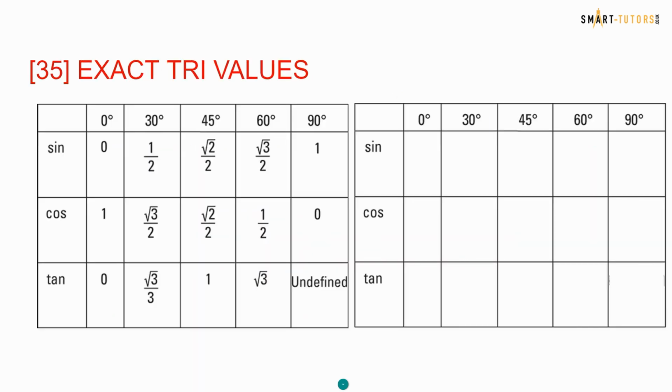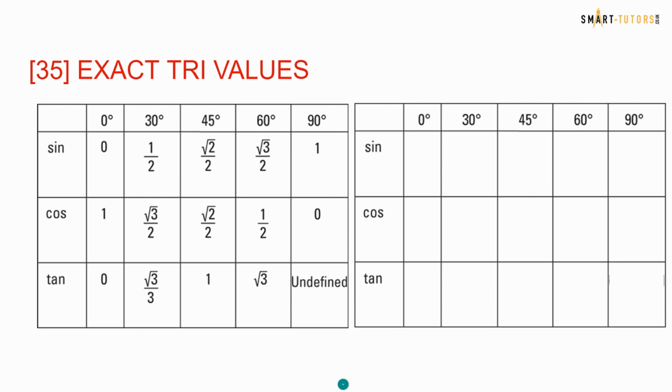Topic 35, exact trig values. This is the table you must remember. Sometimes they might put this in the non-calculator paper. So in this topic, you must learn all the standard angles of trigonometry. Standard angles means 0, 30, 45, 60 and 90 for sine, cosine and tan. If you already remember, that's fine. If you don't remember by this time, please look at this explanation. I will give you a quicker way to remember this.